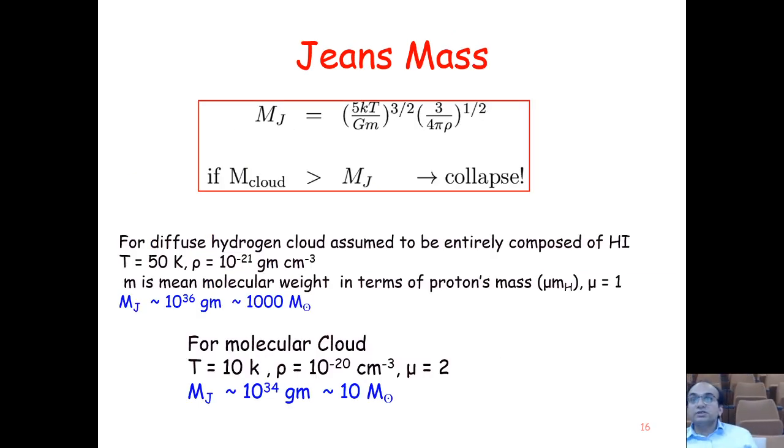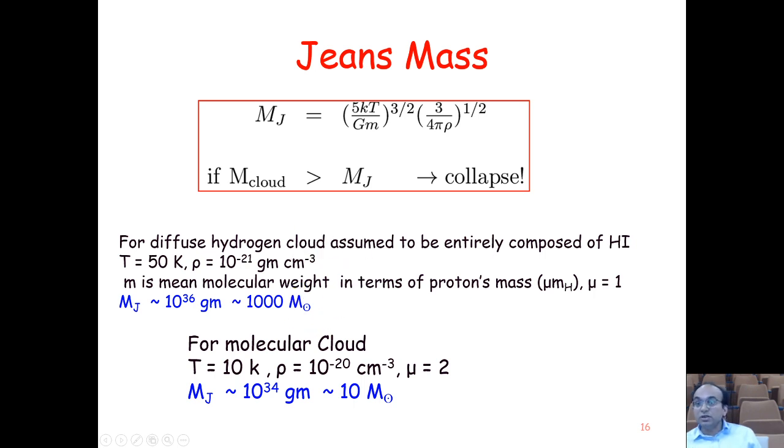So I am giving a few examples here, again of the Jeans mass. For diffuse hydrogen, the cloud is assumed to be entirely composed of H1, where the temperature is approximately 50 degrees Kelvin, with a density of 10 to the power minus 21 gram per centimeter cube. μ is the mean molecular weight in terms of the proton's rest mass. If μ is equal to 1 for hydrogen H1, then Mj is approximately 10 to the power 36 grams, which corresponds to 100,000 times the solar mass. This is the unit of the solar mass.